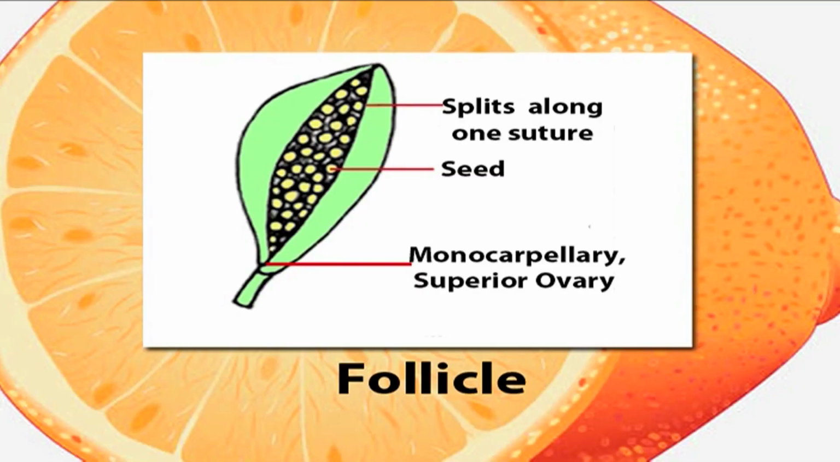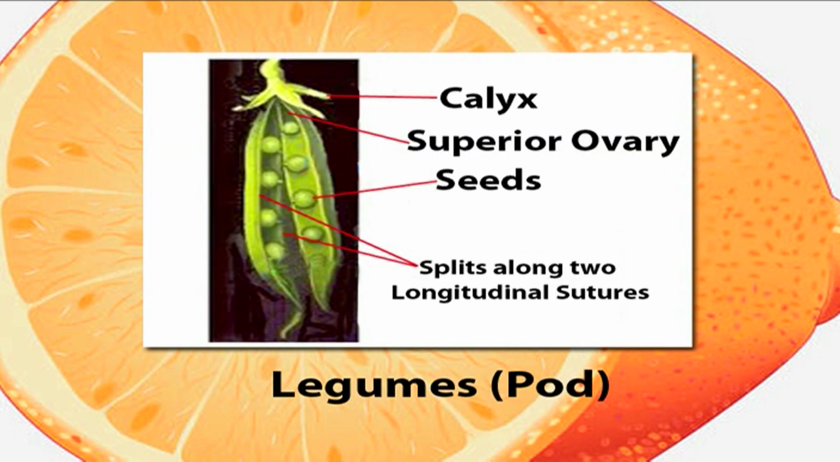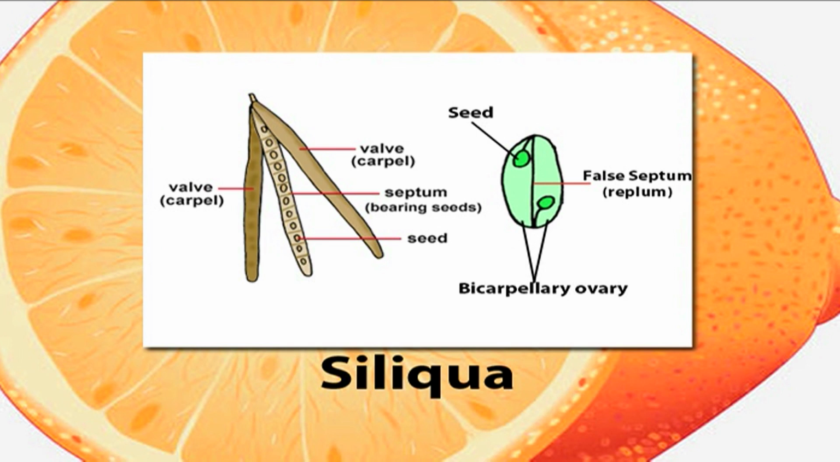Examples of dehiscent fruits are: Follicle is a dry, dehiscent fruit derived from a monocarpellary superior ovary that splits along one suture. Example, unit fruit of Paeonia species. Legume. This is also known as pod. The fruit develops from a monocarpellary superior ovary that splits along two longitudinal sutures. Example, legumes. Siliqua or silique.